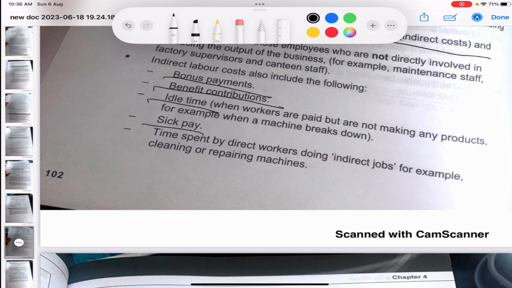Sick pay. Sick pay is indirect. Time spent by direct workers doing indirect jobs. When your machine breaks down, the direct workers are the ones repairing it, right? But repairing is not the prime business operation. So that will also come under your indirect labor costs.